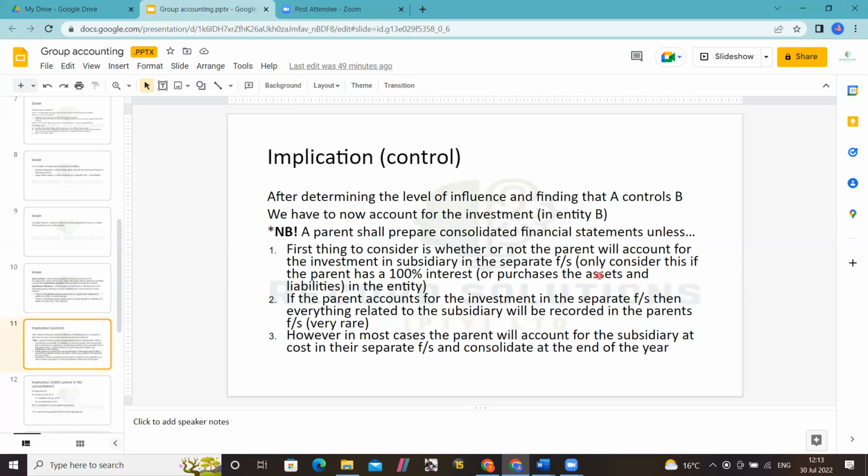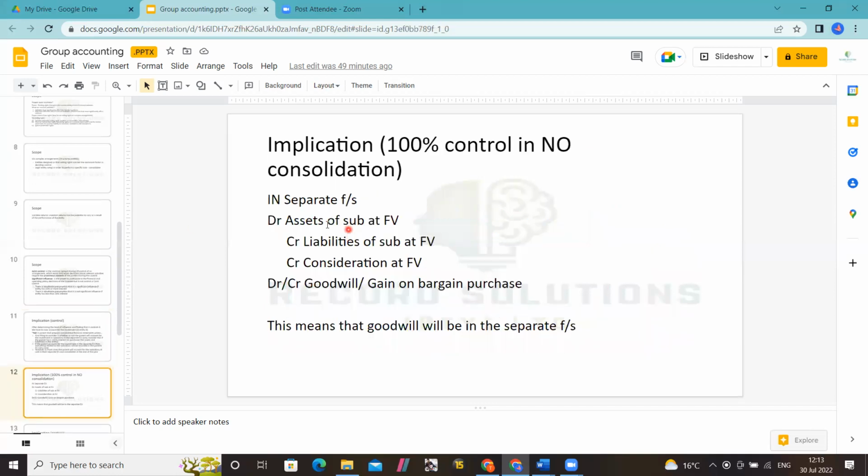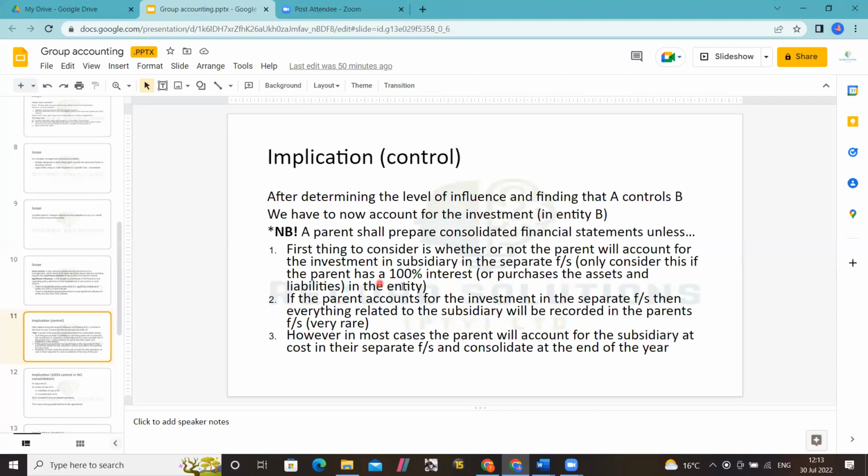So you're gonna record all of the assets of that entity and all of the liabilities of that entity. So debit the assets of the subsidiary at fair value, right? All of them, and the liabilities, you are also going to credit them at fair value. So basically what you're doing is, like I said, a 100% stake.